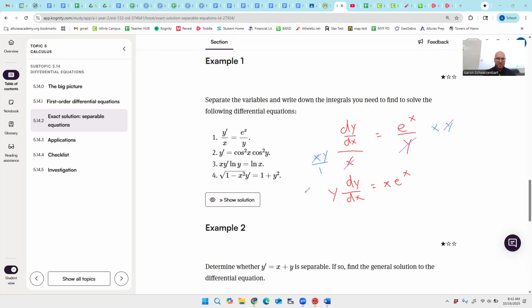Now I will multiply both sides by dx and get y dy equals x e to the x dx. Now I could integrate, correct? If I'm going to integrate, I have to do it to both sides. That makes sense so far.